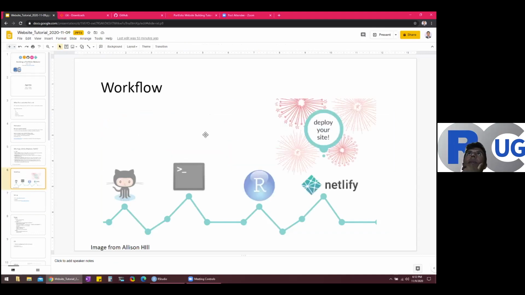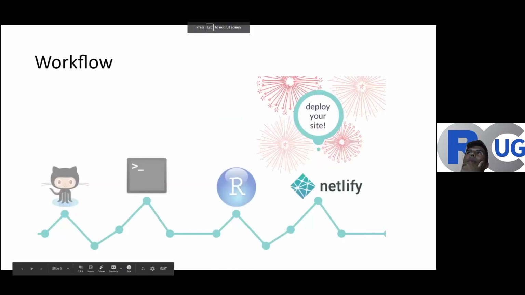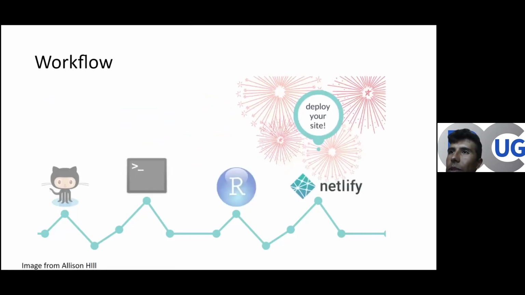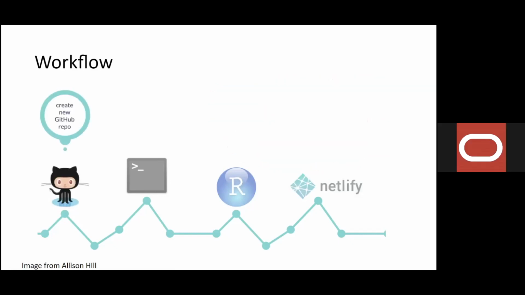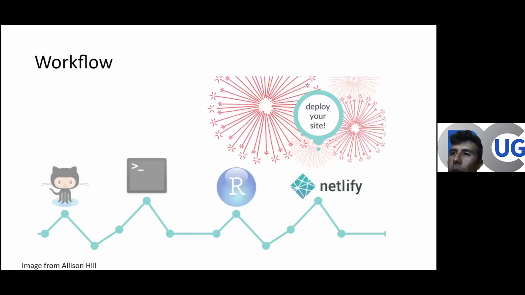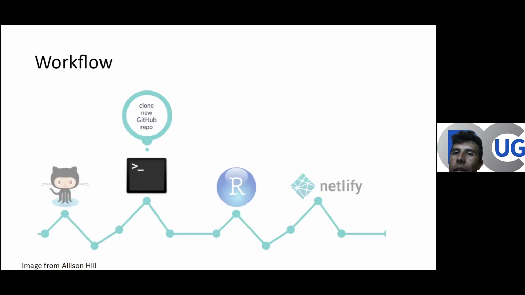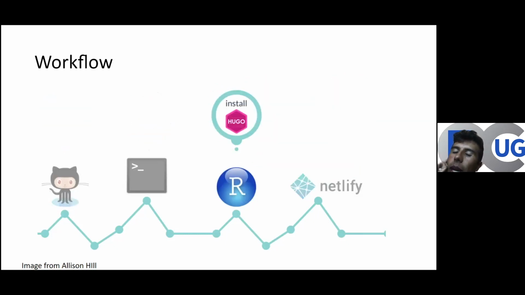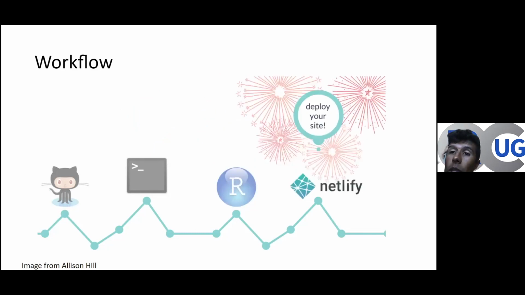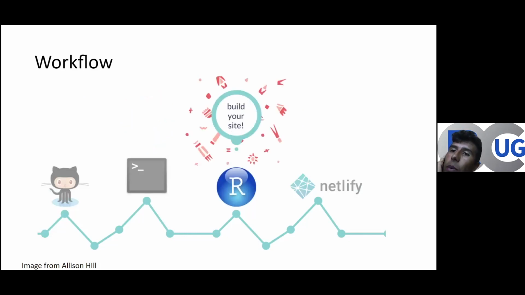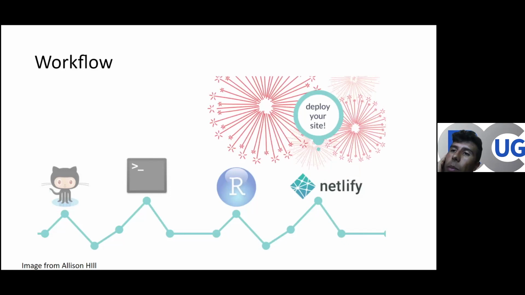Let me go back to this while people are waiting. This is just a little animated GIF of the workflow that we're going to be working through. We're going to be using GitHub to create a new repository. We're going to use Git on a local machine to add and commit changes. We're going to use R and RStudio to actually build the site, and then Netlify is where our site is going to be hosted.